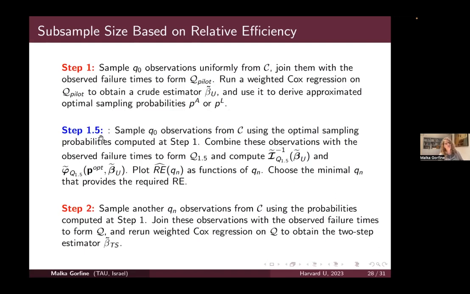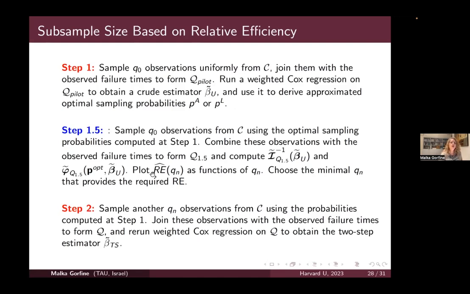In the new step 1.5, we sample Q0 observations from the censored observations, but now we use these optimal probabilities from step 1, combine these Q0 observations with the observed failure times, and we have Q1.5, and then we can compute these two matrices. We need to compute them only once. This is why this step is very fast.